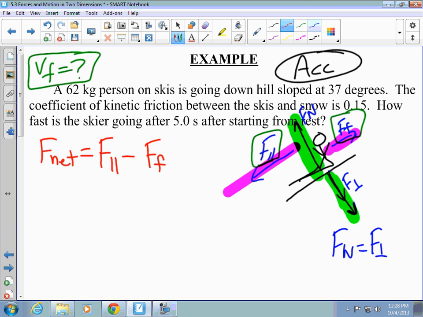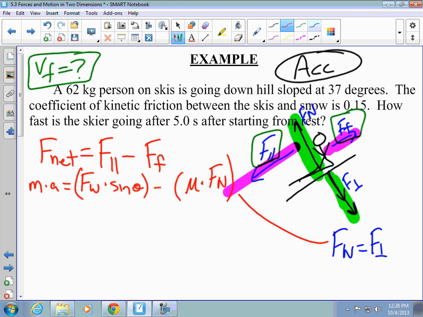Now, net force is equal to m times a. The parallel force is equal to the force of weight times the sine of theta, minus the force of friction, which is equal to the coefficient of friction times the normal force. However, we concluded that the normal force is equal to the perpendicular force.